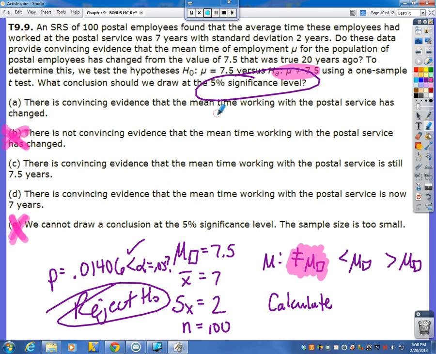Let's see, what are the main differences between these things here? That the mean working time with the Postal Service is still 7.5. Well, no, we would conclude that it's different than 7.5. That the mean time is now 7 years. Well, we didn't really conclude with the alternate hypothesis that it's really 7 years. We just said that it's not 7.5. And not 7.5 means that it has changed from what it used to be as our null hypothesis. So A is really our correct answer here.